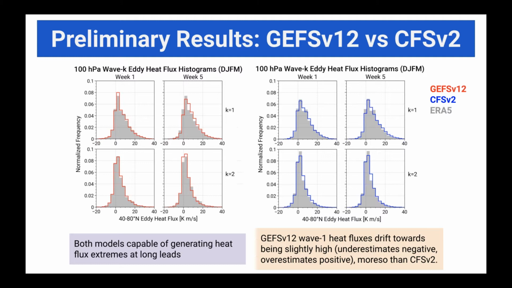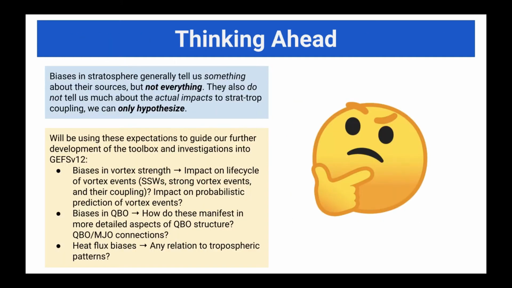And this isn't necessarily a large bias, but it's more apparent in GEFS v12, especially when you look at the actual statistics of these distributions. So this basically means that for GEFS v12, wave driving of the stratosphere tends to be partitioned slightly more often into wave 1 than wave 2.